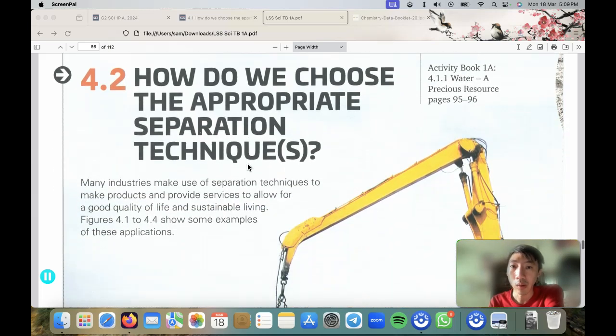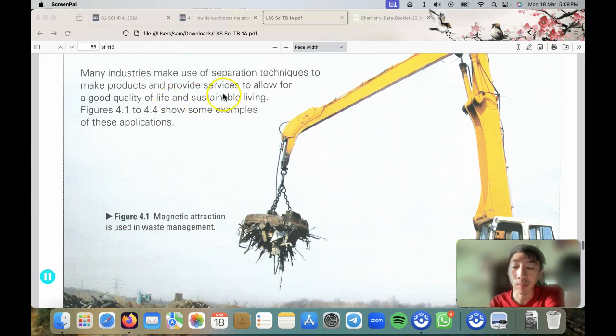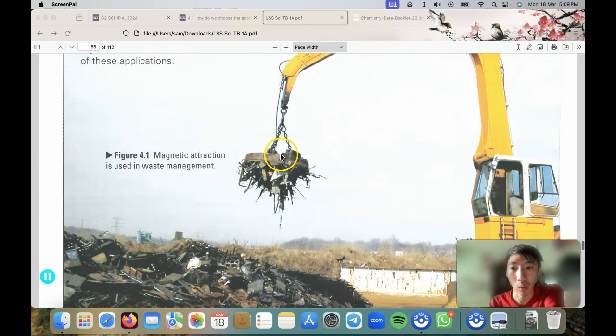Okay, so how do we choose the appropriate separation techniques? We see that in many industries, they make use of these separation techniques so that they can get good products and services. Right, so one example would be in waste management.